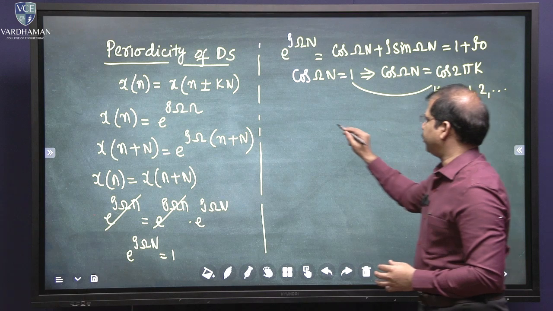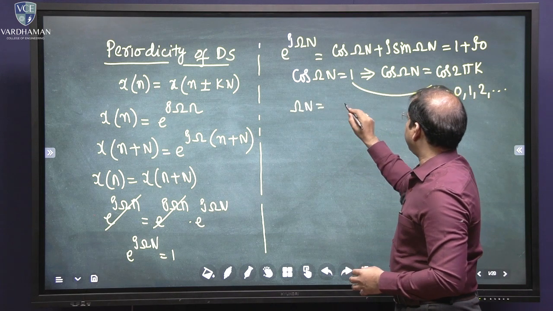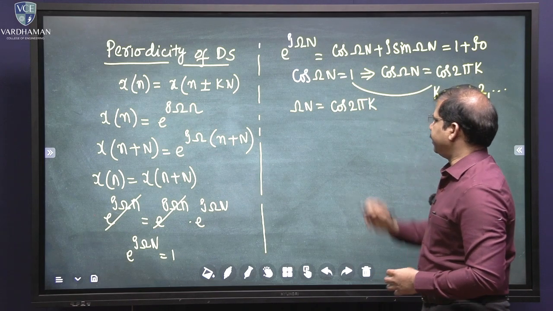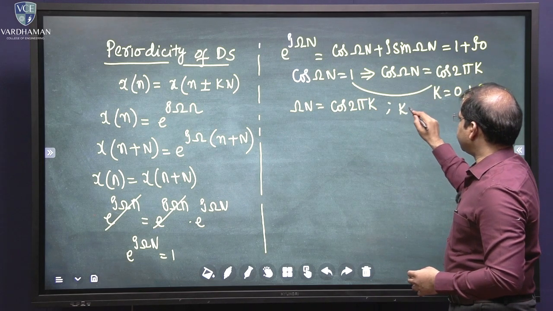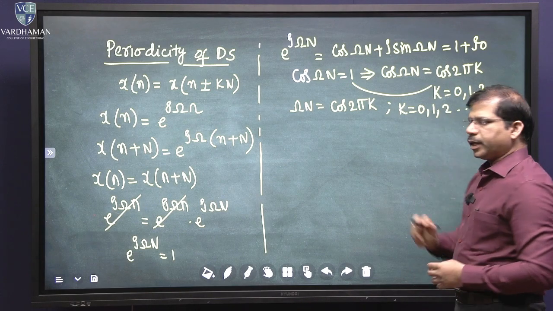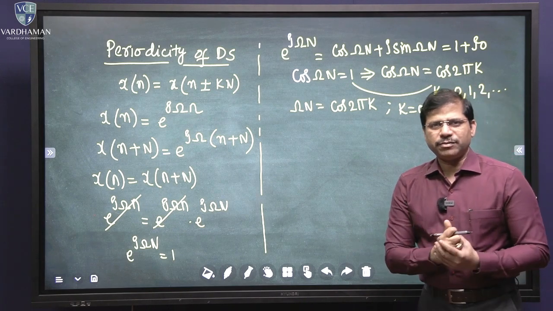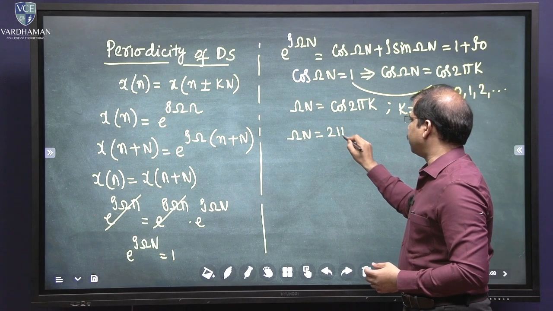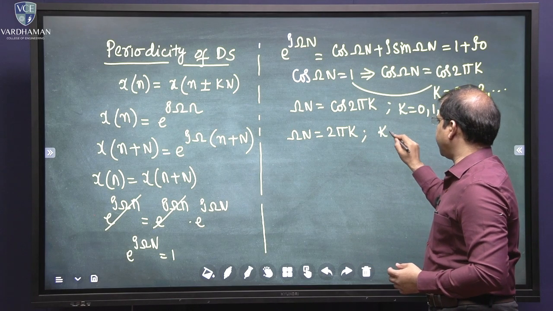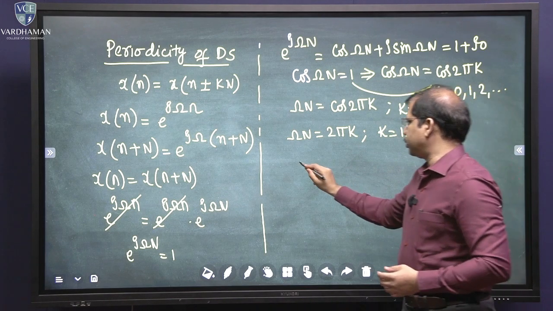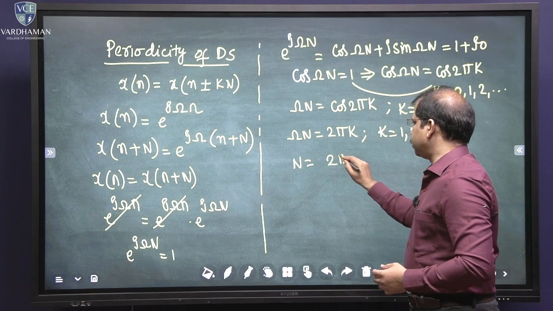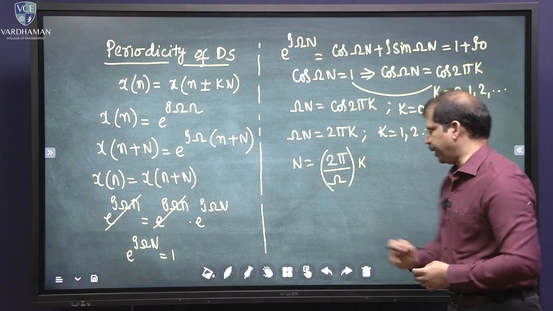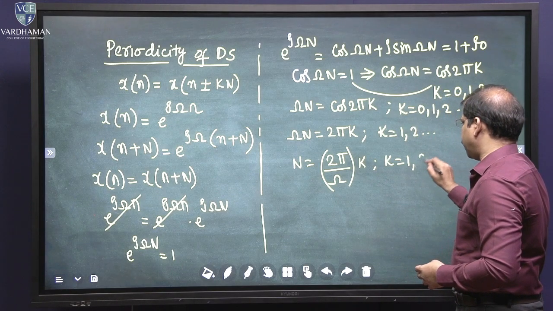So there is a small point that we have to see. Omega N equals, how much should I write? 2 pi k, where k equals 0, 1, 2, 3 and so on. I cannot take k equals 0 because k equals 0 gives me the DC component. So then what is omega N? Omega N equals 2 pi k, where k equals 1, 2, 3 and so on. Therefore N equals 2 pi by omega into k, where k equals 1, 2, 3 and so on.